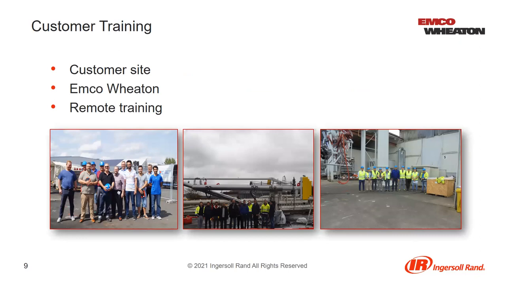Customer training. We provide customer training at your site, the customer site, at MCO Eaton, and more recently, during the pandemic, we've been doing a lot of remote training as well. Operator training is a training session we also provide to update the training, because it's commonly known that people within the industry come and go from different companies. So there's always new personnel arriving, and ongoing training is a good practice as well. We also provide training for the safe operation of the loading arm, which is very important.